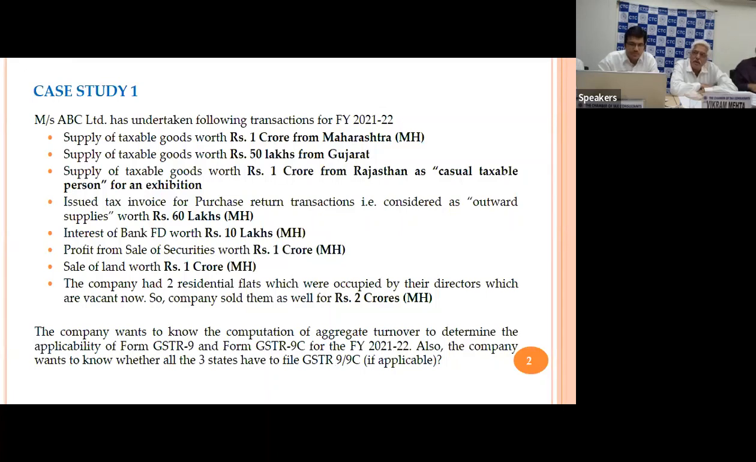Yeah, so that is an accounting methodology which is wrong, but as far as the GST is concerned, it will be considered as an outward supply. And therefore, it will probably come in your reconciliations also, if you are showing it on the purchase side. But yes, for the purpose of aggregate turnover, it shall be included.